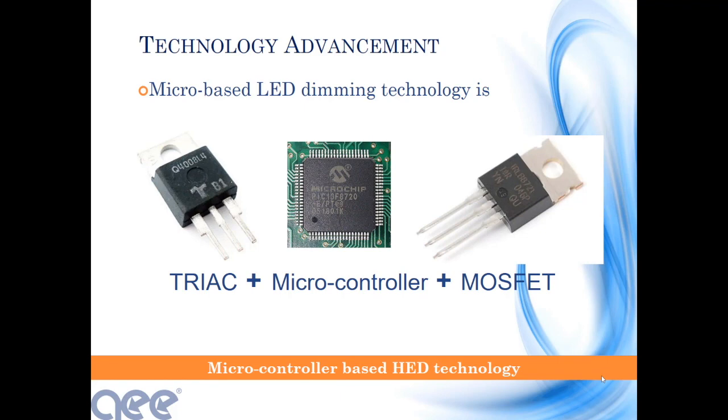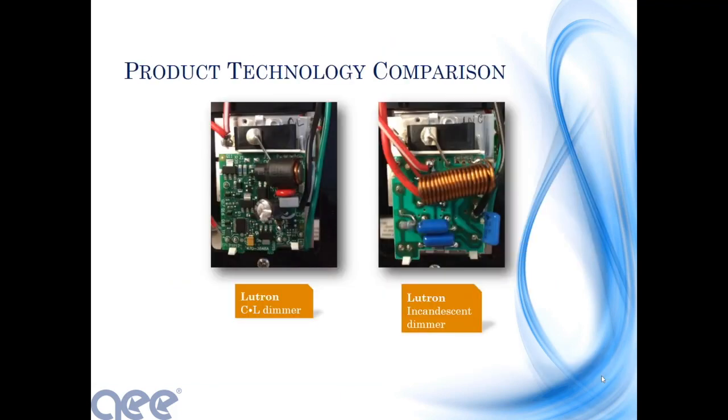For the LED dimming, instead of just the traditional triac, which is the device that's turning on and off to generate that phase cut waveform, you're going to have the triac, microcontroller, and a MOSFET. So just taking a look at the two technologies: on the right, your traditional incandescent dimmer, versus on the left, what's a CFL LED specific dimmer.